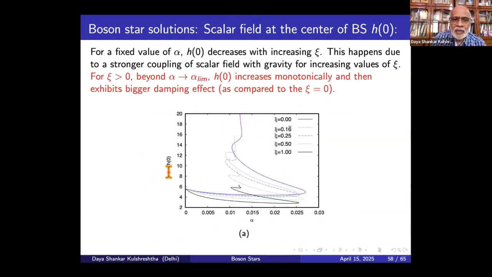In this figure, we plot the matter field at the center of the boson star versus the parameter alpha, for different values of chi, which corresponds to the non-minimal coupling term. You see, when you increase chi, this plot comes down here. This black one corresponds to xi equal to 1, and this corresponds to non-minimal gravity. And this is minimally coupled gravity. As alpha increases, H0 initially decreases like this, and after some limiting value of alpha, it starts monotonically rising and finally ends up damping.